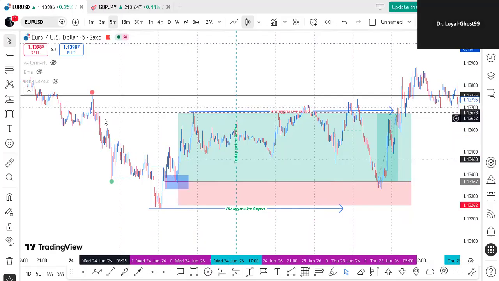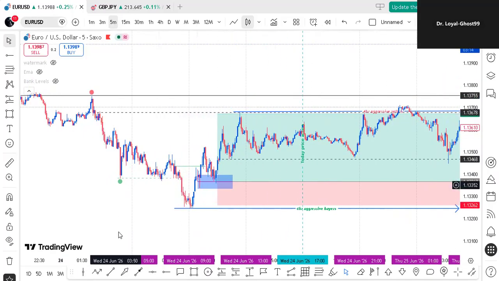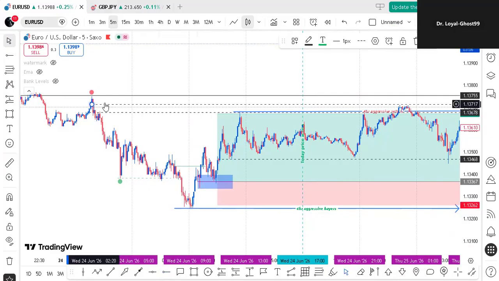So what do we notice right here? Above this, we have a supply zone right here. The last bullish candle for the selling started also acts as the target once you're in a buy.